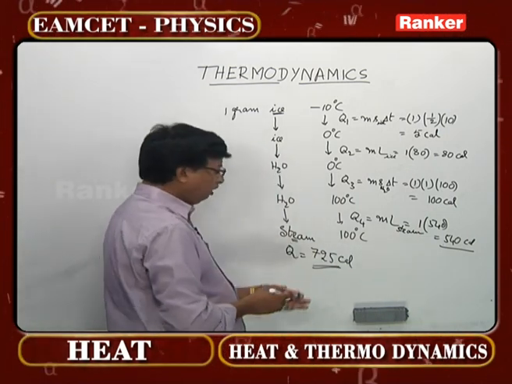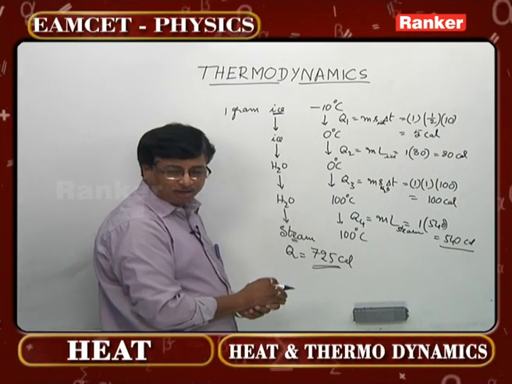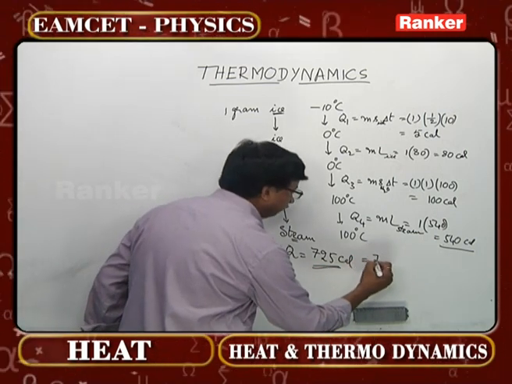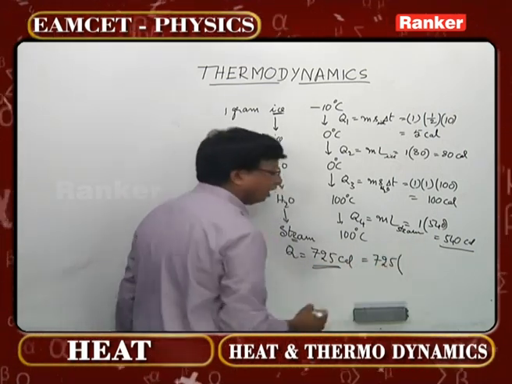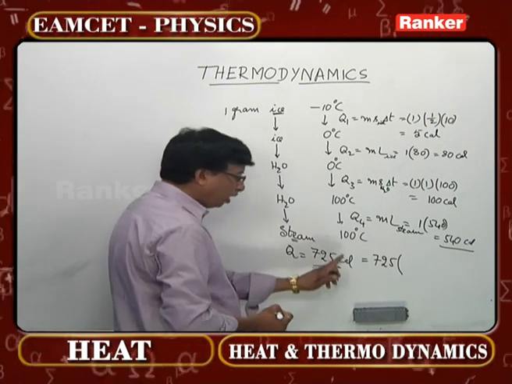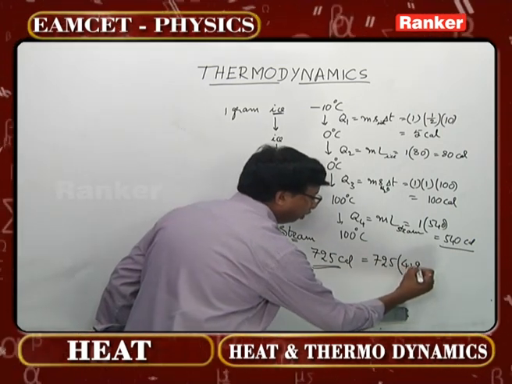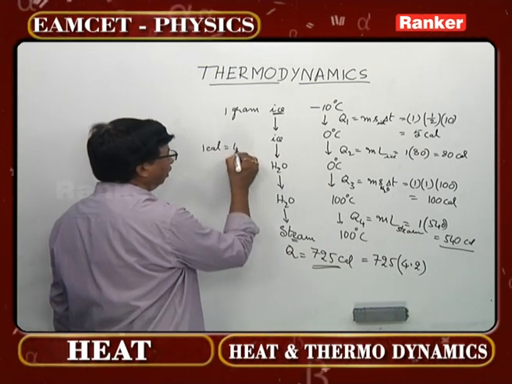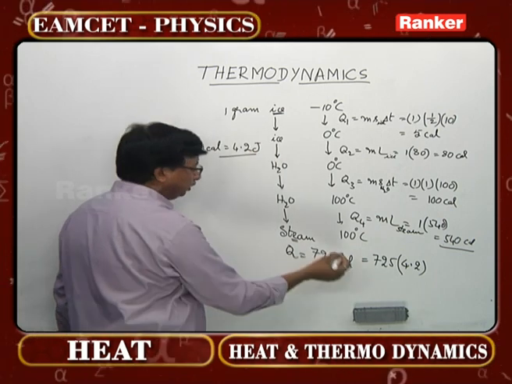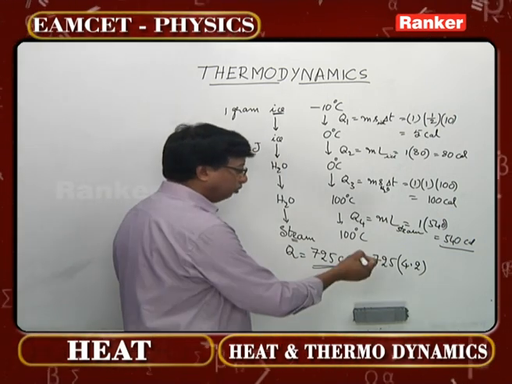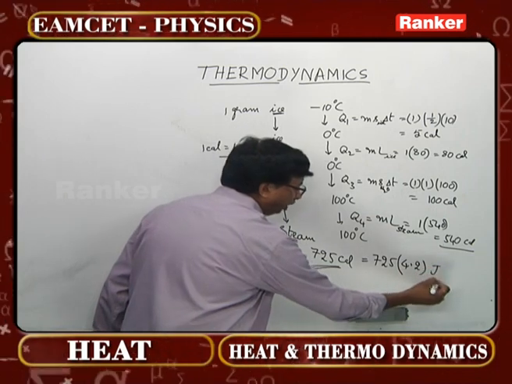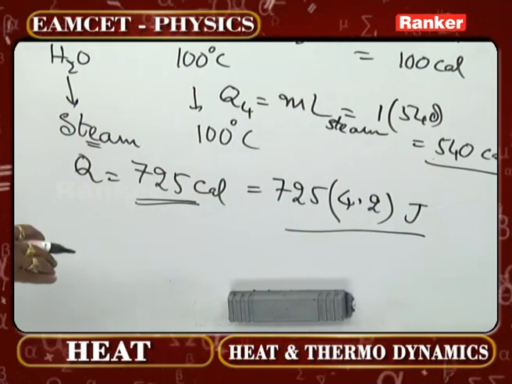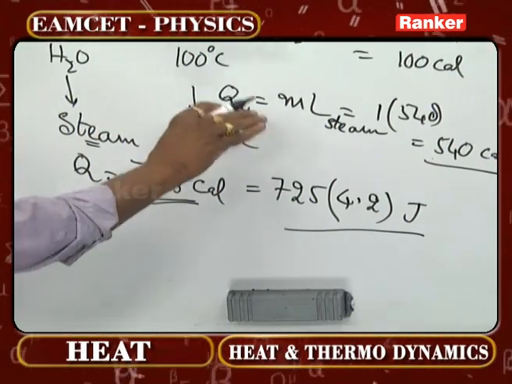But unfortunately, 725 calories I have got as the answer, but all the options are given in joule. One should understand immediately that 725 calories we have to convert into joules. Now 1 calorie is equal to 4.2 joule. Remember that result. 1 calorie is equal to 4.2 joule. Then 725 calories is how much? Into 4.2, whatever value you get, that will be 3045 joules exactly.